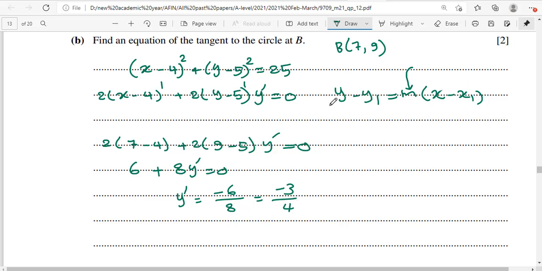I just have to rewrite this to be the equation of the tangent line. Then y minus 9 equals negative 3 over 4 times x minus 7. The question doesn't say give the equation in the simplest form, so we can leave it like this.